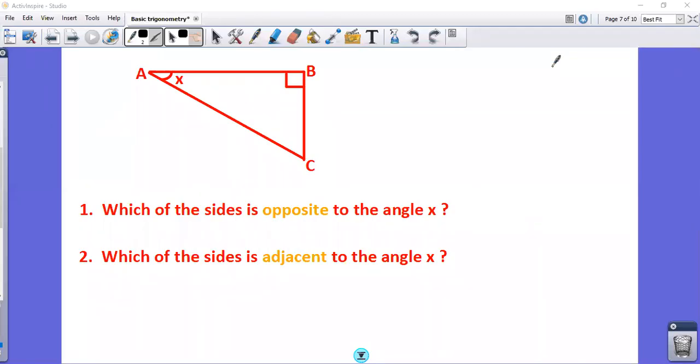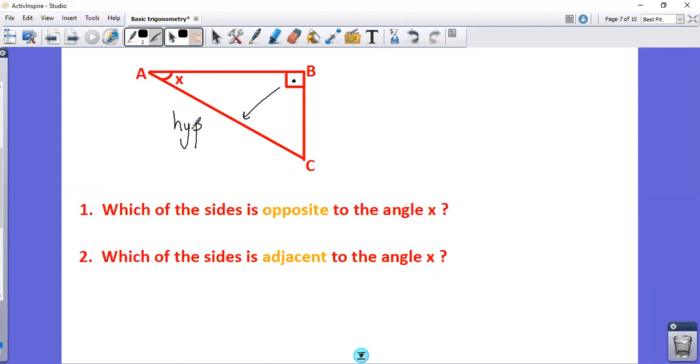All right, so let's start with the first one. Which of the sides is opposite to the angle X? So in right triangles, we have three sides. The side opposite to 90 degrees is called the hypotenuse. Let me use HYP for hypotenuse, okay?